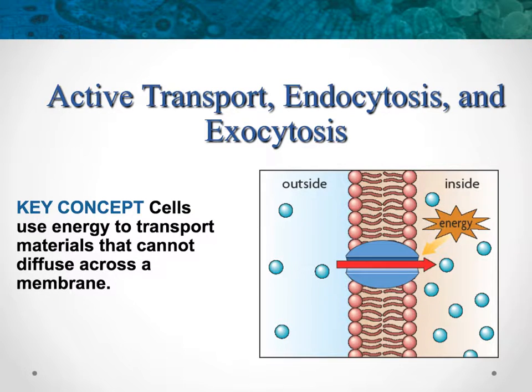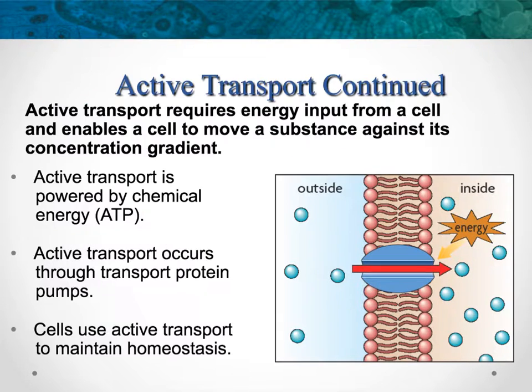So the cells use energy to transport materials that cannot diffuse, either facilitated or otherwise, through a membrane. You can see there you've got a higher concentration on the inside of the cell, right? In this case, you'd think those molecules would want to diffuse outside. Well, we want to keep those molecules inside, so that requires energy. You can see the little energy helping them move through the cell membrane into the cell.